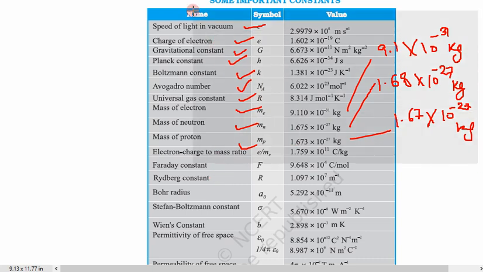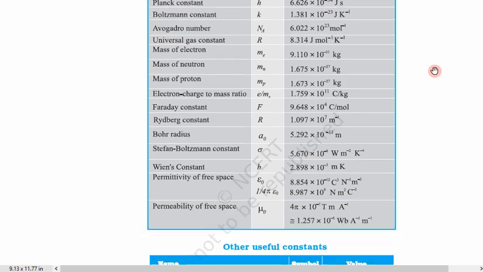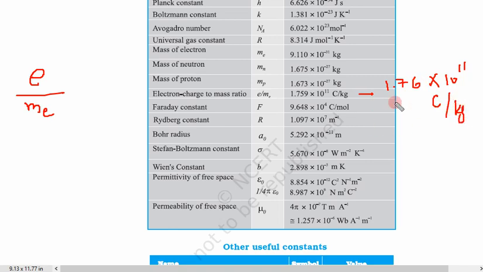So these are up to this. Further, we have the e by m_e ratio, that means charge of electron divided by mass of electron, the electron charge to mass ratio. So what is this value? This value is 1.76 into 10 to power 11 coulomb per kilogram. What is the meaning of this? Suppose we take 1 kilogram of electrons, the charge on those electrons would be 1.76 into 10 to power 11 coulomb.